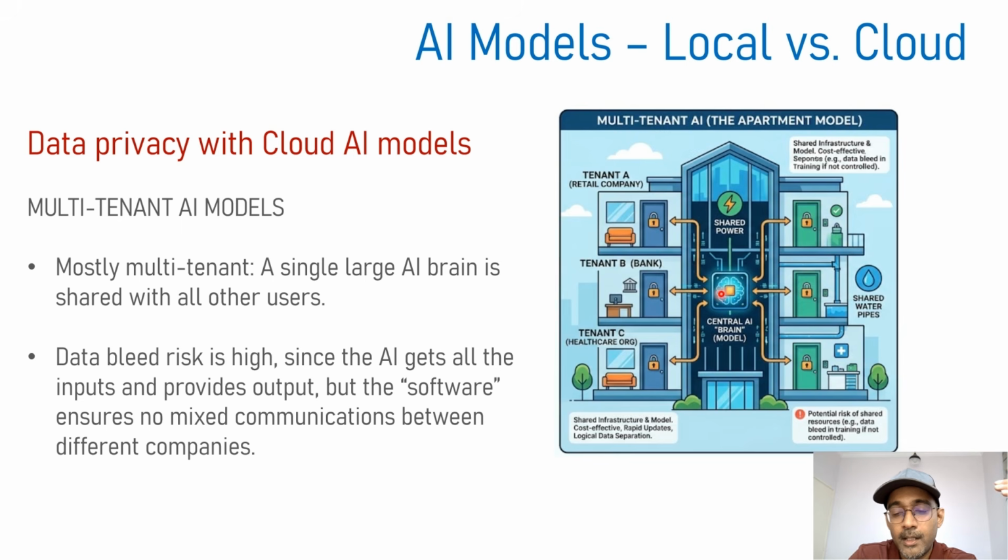Despite being different users, it all goes to the same AI brain. Because of this, the risk of data leak is very high, since it's the same brain. It gets whatever input from company A, and then it learns something from that, and when company B is asking, it can obviously refer back to the logic, the concept, or some sort of learning from company A.